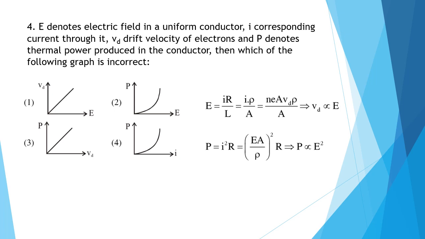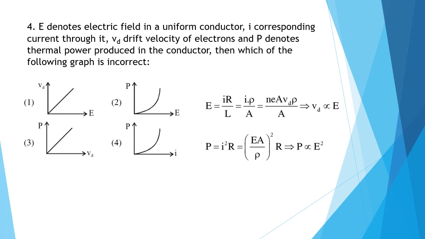So let's come to the first option, Vd, and there's a straight line. So Vd is directly proportional to E. So option 1 is correct. Now option 2, there is a parabolic curve. So now let's come to power. You know the formula of power is P is equal to I square R. That means P is directly proportional to I square.